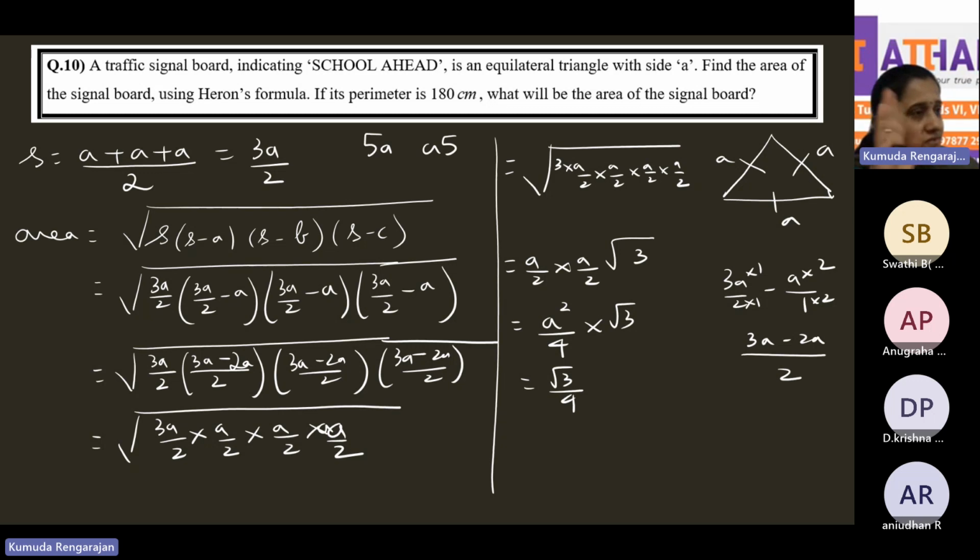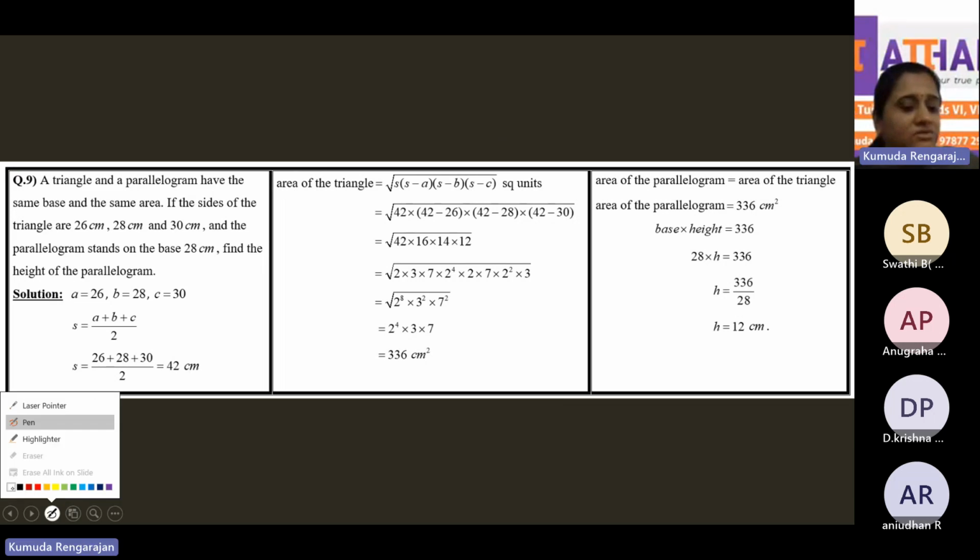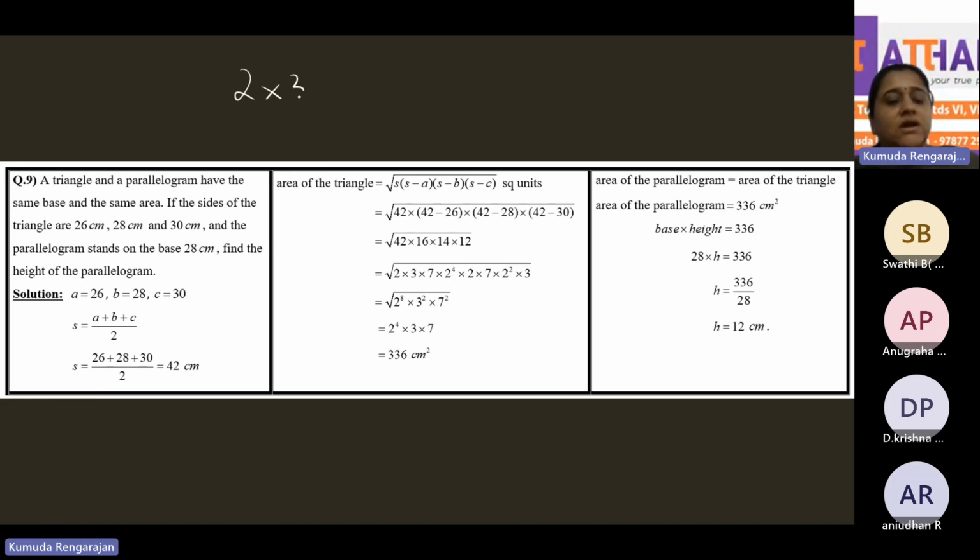5a is 5a. We know that multiplication is commutative. 2 into 3 is also 3 into 2. So what is 5a? 5 into a, no? But you cannot write it as a into 5 like this.